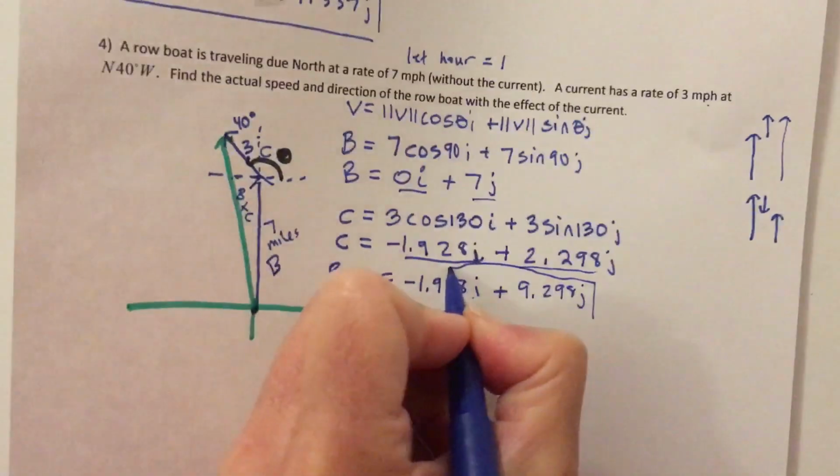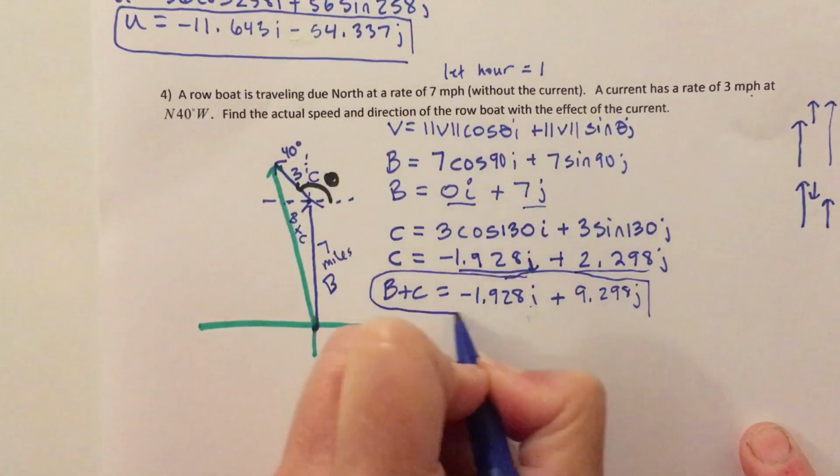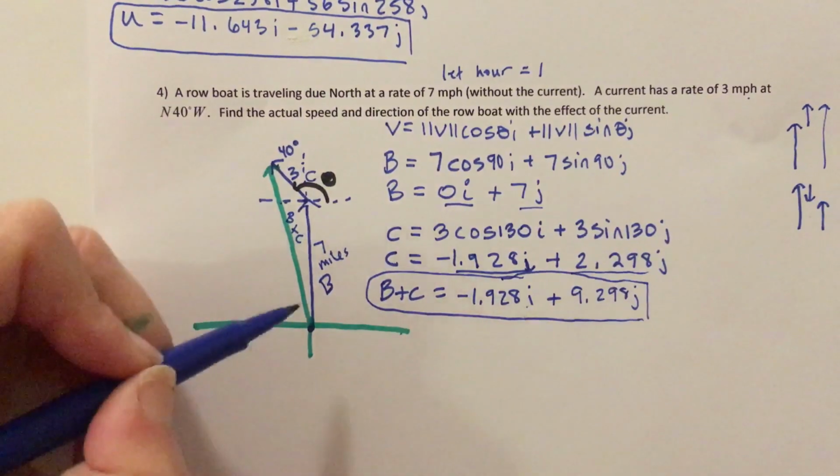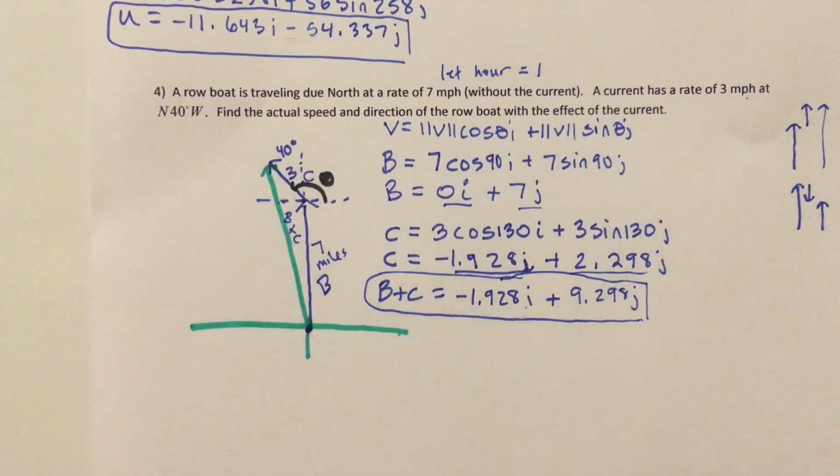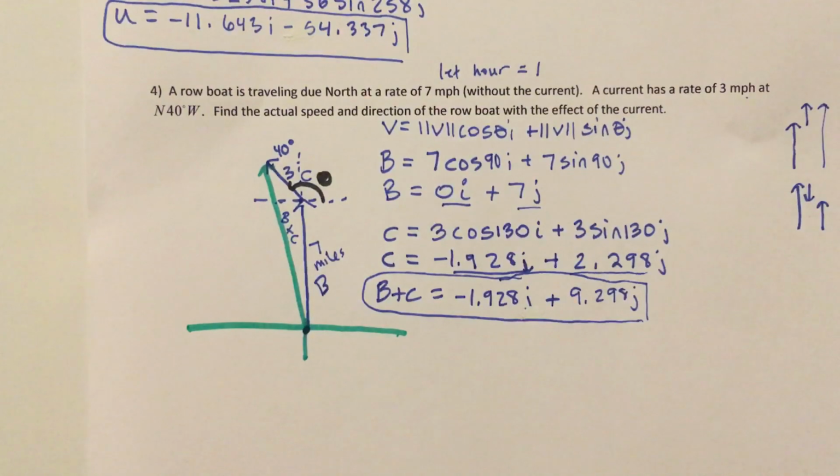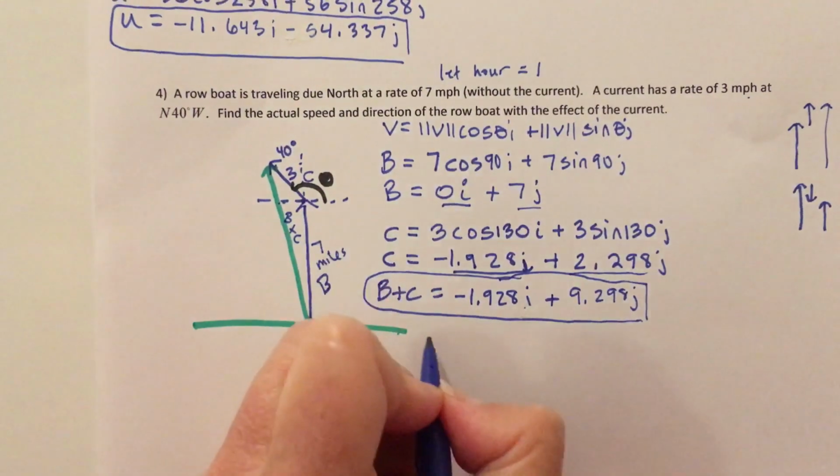Okay. And then here we add the j's. So we add 7 to 2.298 and you get 9.298. Okay. All right. So this vector right here, the one I'm boxing, represents this green line. So this part's really important. We're going to try to find the magnitude of this.